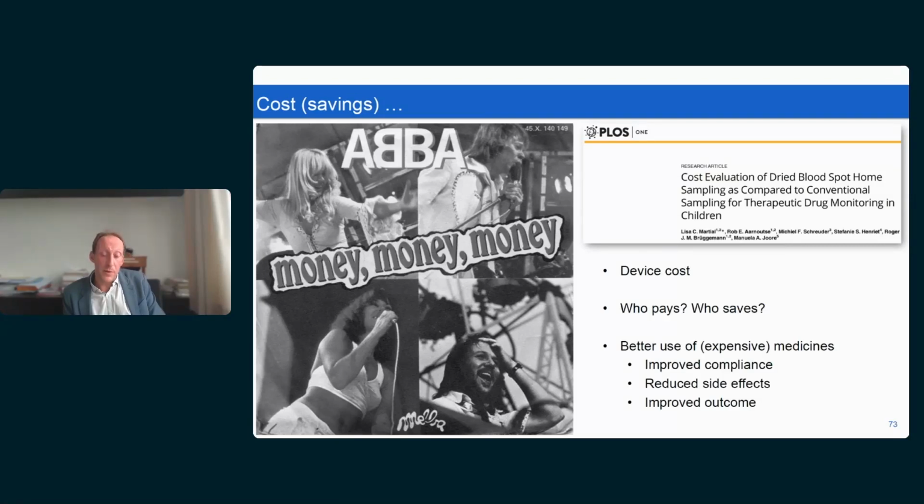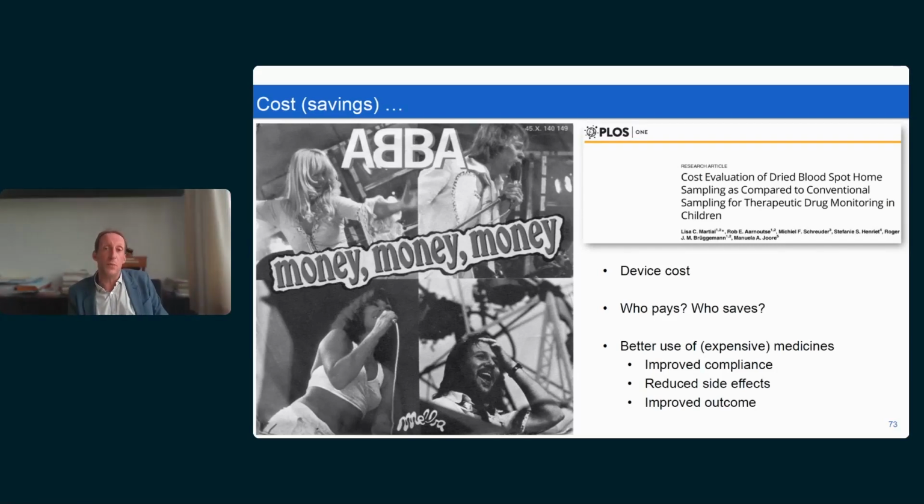Obviously, there are several things that we need to take into account. There's the cost of the device. Like I already said, this could pose a hurdle. And also, who will pay for the device and who will save on costs?